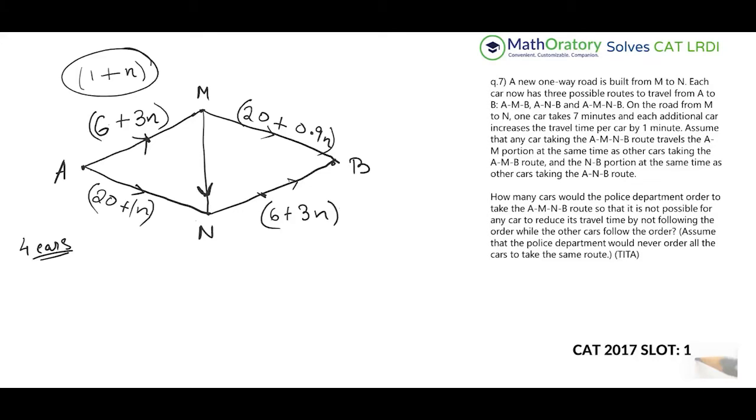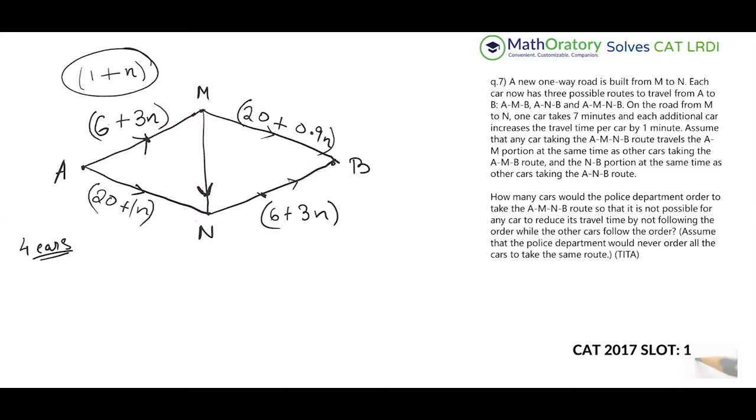Each car now has 3 possible routes: A, M, B, A, and B, or A, M, N, B. Yeah, that is pretty obvious. So either you can go directly via the earlier 2 routes that we had, A and B or A and B. And now there is an additional one. You can go A, M, N, B. So something like this. Great.